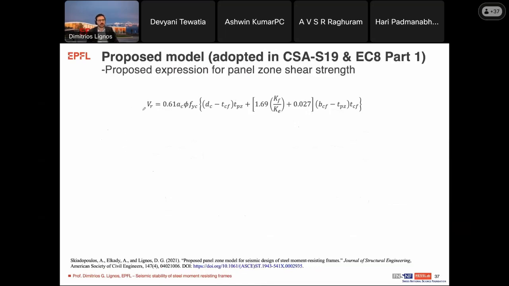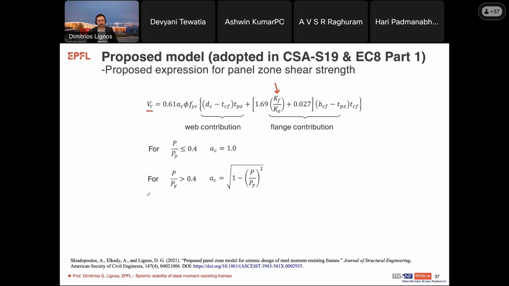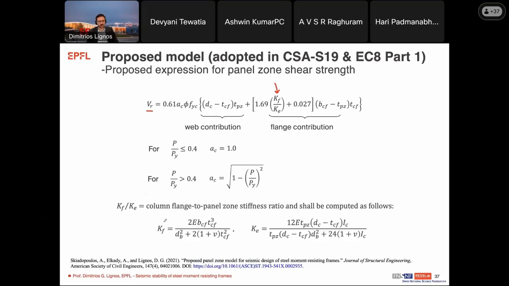So how can you do this? We have made a proposal that has been adopted in the Canadian code as well as Eurocode 8 Part 1, where you can actually compute this strength by taking into account the web and flange contribution. And here you can measure how much the flange contributes relative to the total contribution of the panel zone through this ratio.